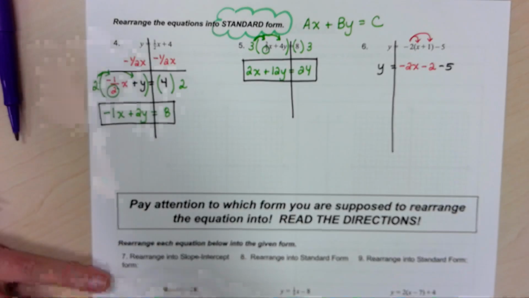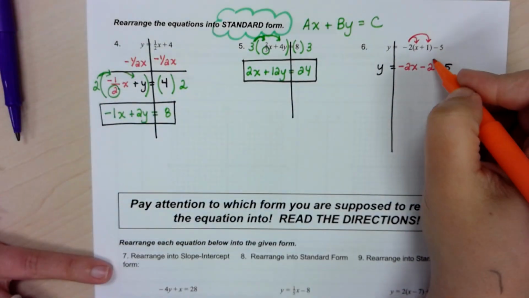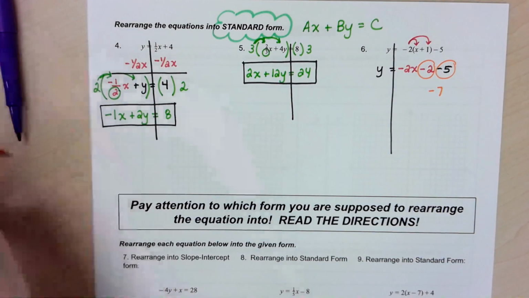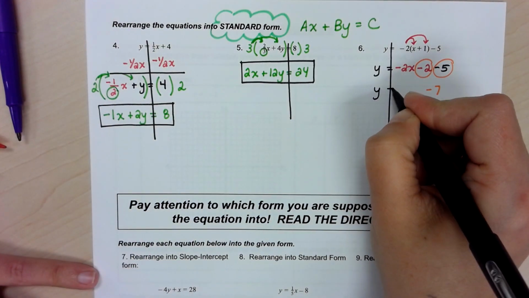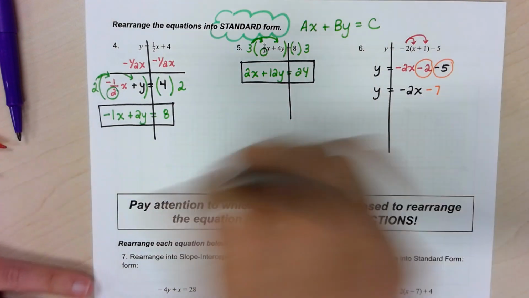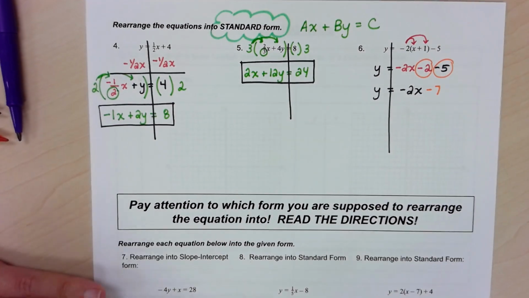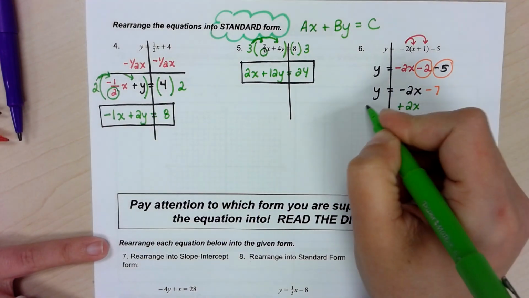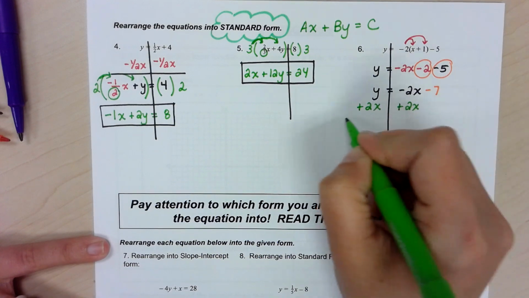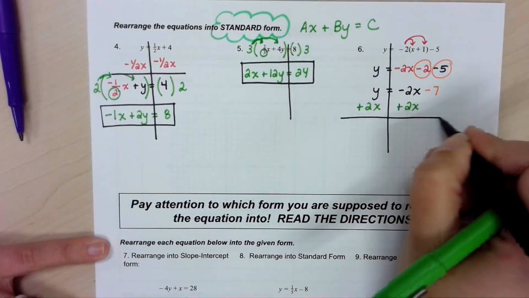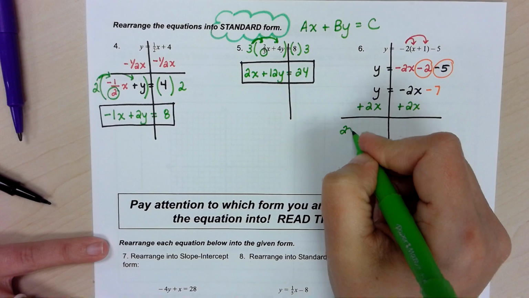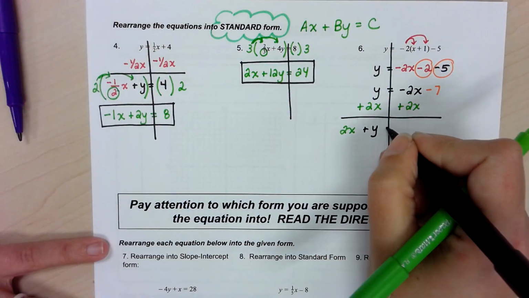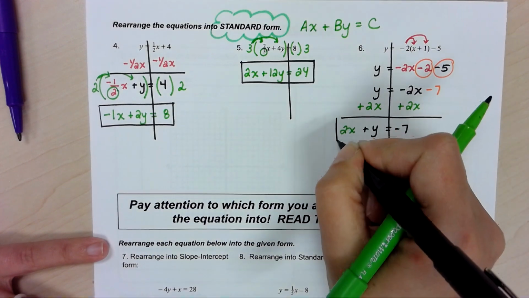Now I'm going to combine like terms. So if I combine the negative 2 and the negative 5, I get negative 7. And I'm just going to drop down the y and the negative 2x. Now I need to get the x and y together on the left side. So I'm going to do plus 2x on both sides. And that's going to give me 2x plus y equals negative 7.